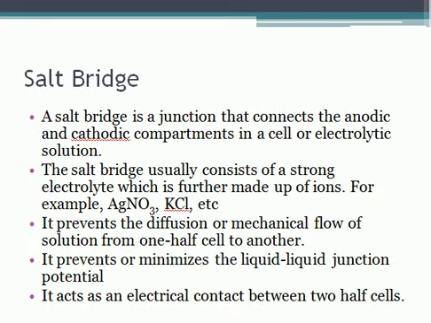Salt bridge. What is a salt bridge and what is the function of a salt bridge? Usually a salt bridge is a junction that connects the anodic and cathodic compartments in a cell or electrolytic solution. The salt bridge usually consists of a strong electrolyte made up of ions, such as silver nitrate or KCl. It prevents the diffusion or mechanical flow of solution from one half cell to another. It prevents or minimizes the liquid-liquid junction potential. It acts as an electrical contact between the two half cells.